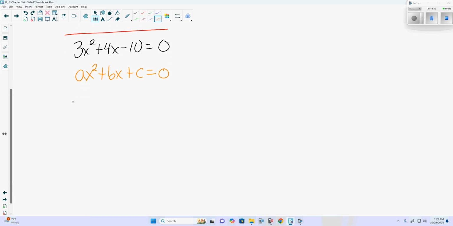Now that we have it equal to 0, we do need to find the values of a, b, and c, because once we have the values of a, b, and c, we can plug those into the quadratic formula, simplify, and we will get our answer. Now, the value of a in this case is 3, just the number in front of x squared and its sign, so it is positive 3. Our value of b, the number in front of x, is 4, and it would indeed be positive 4. And the value of c is negative 10.